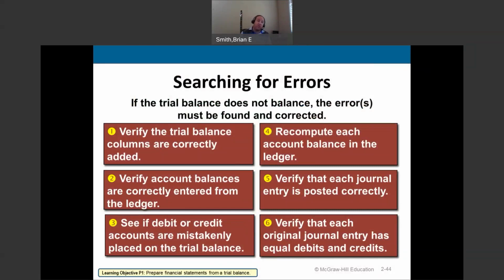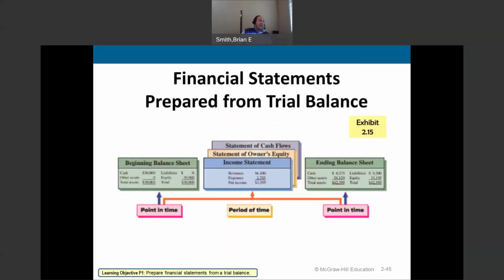And then if you don't find it there, you've got to go to the source documents. So financial statements, okay? The income statement, the statement of owner's equity, and the cash flow show you what happened over the accounting period. But the beginning balance and the ending balance of the balance sheet show you where we were at one point in time, each of those times, usually December 31st of the year.